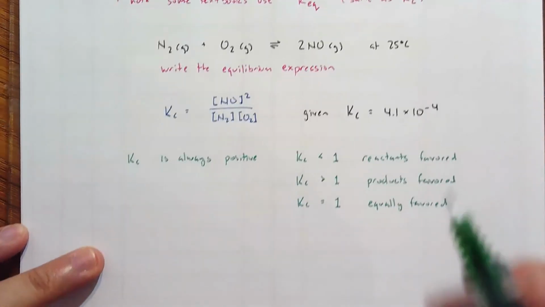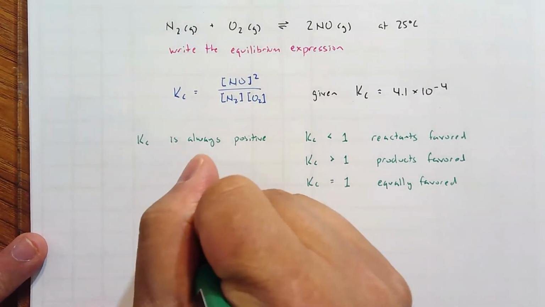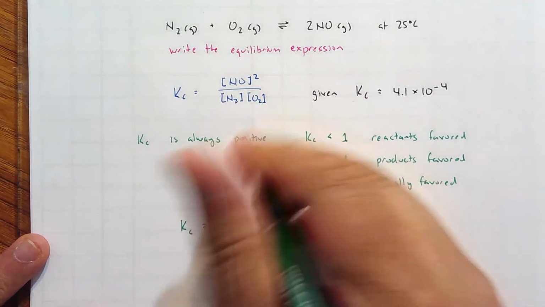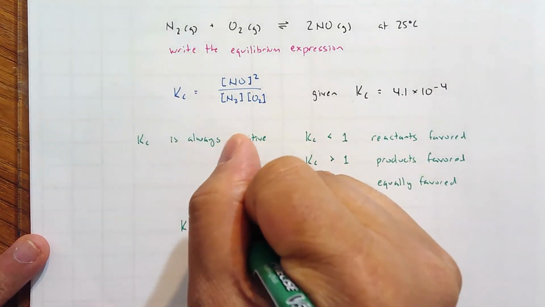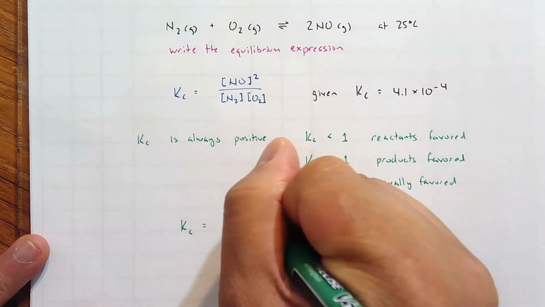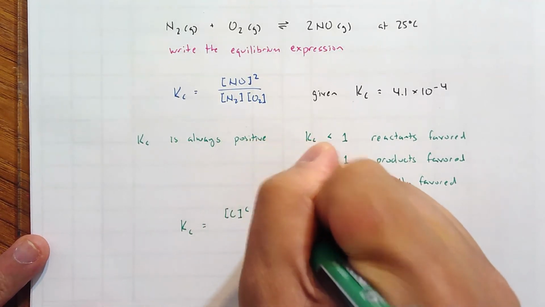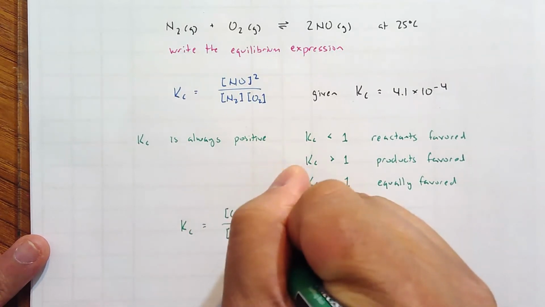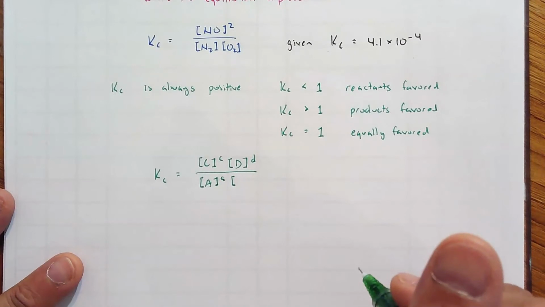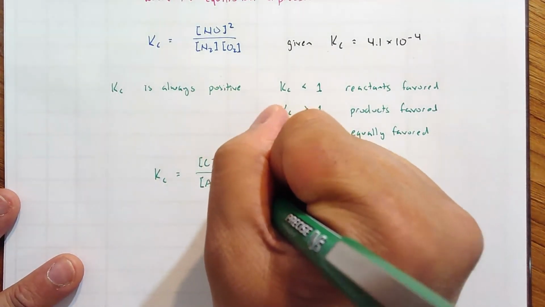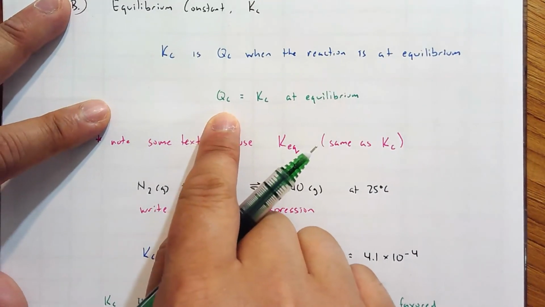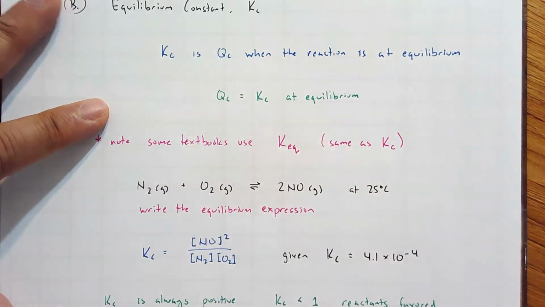Let me write down the general Kc equation now. Kc is the concentration of C to the C, concentration of D to the D, over the concentration of A to the A, and the concentration of B to the B. It's the same thing as the reaction quotient, because Kc is the reaction quotient when the reaction is at equilibrium.